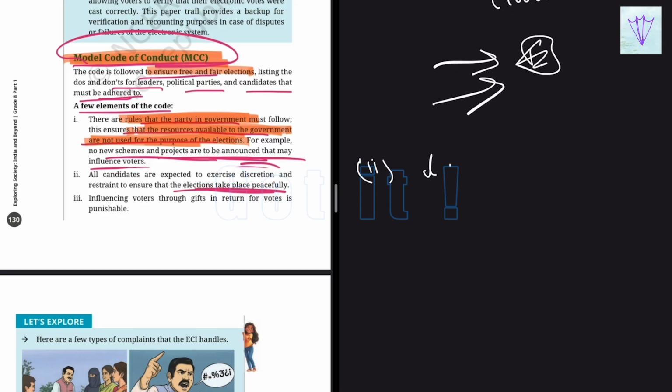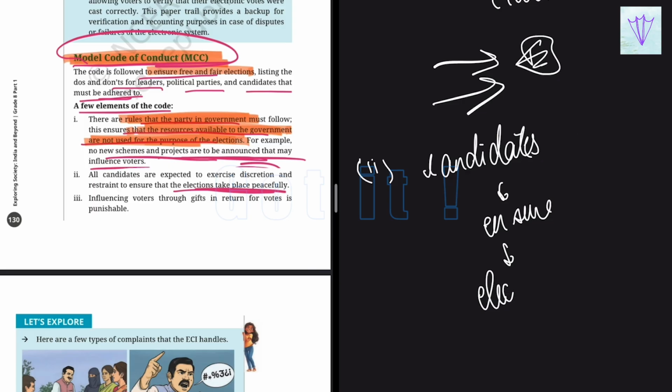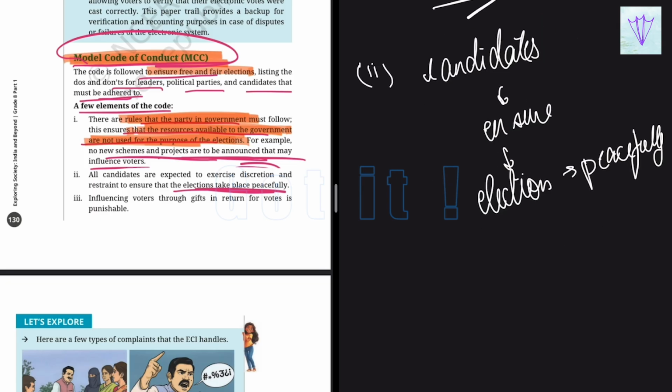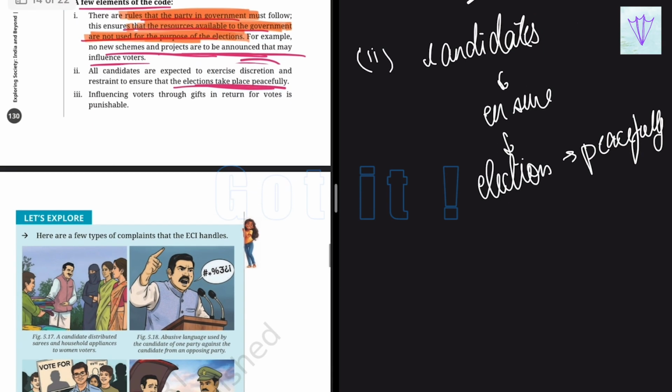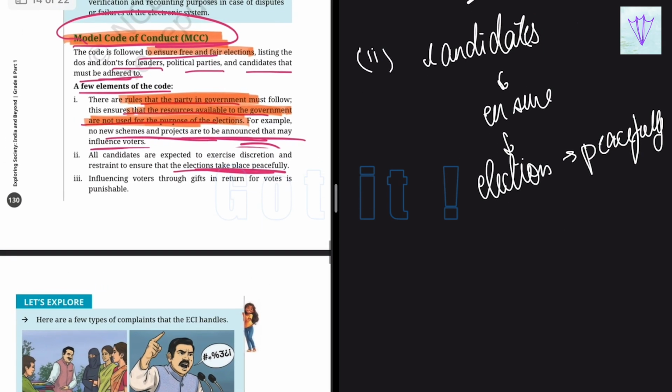So the candidates have to ensure that the elections are conducted peacefully. They must not intentionally create any violence, and they must not disrupt the peace.